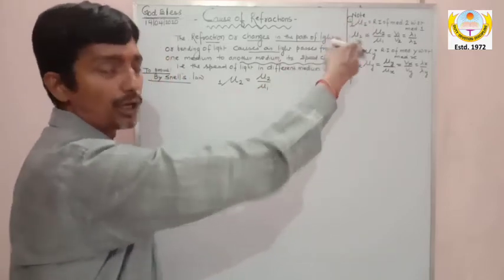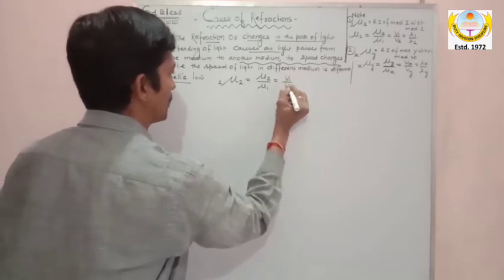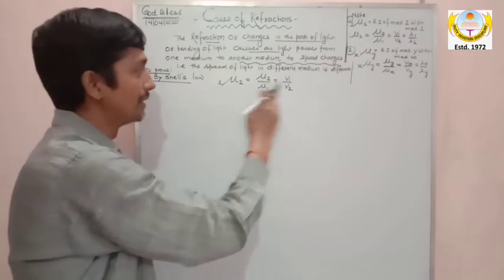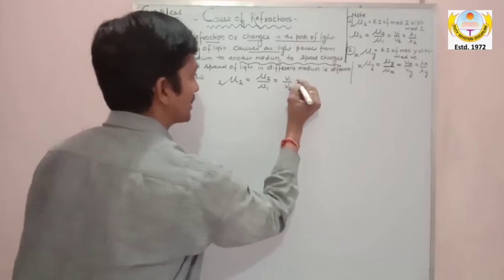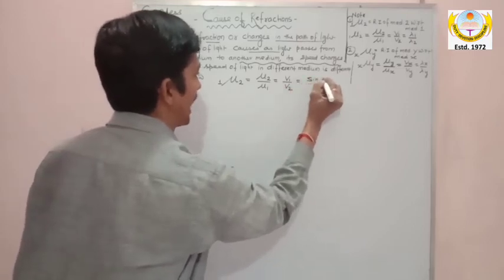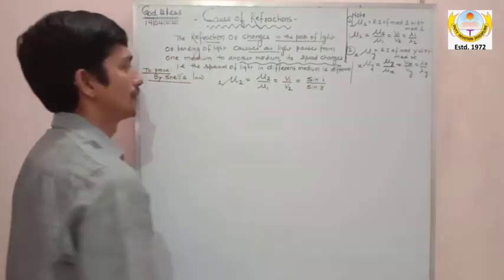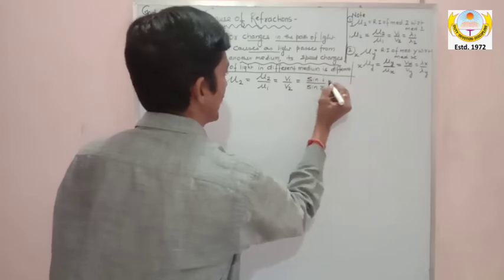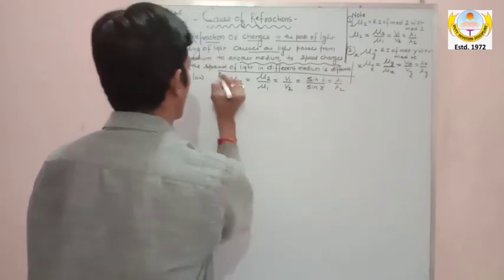I have given this knowledge. This can be written as v1 divided by v2, because here light is coming from medium 1, so the speed of light in medium 1 will come in the numerator. And this is further equal to sin i divided by sin r. I hope you all know this much. Which can also be equal to lambda 1 upon lambda 2. See, look at so many formulas.